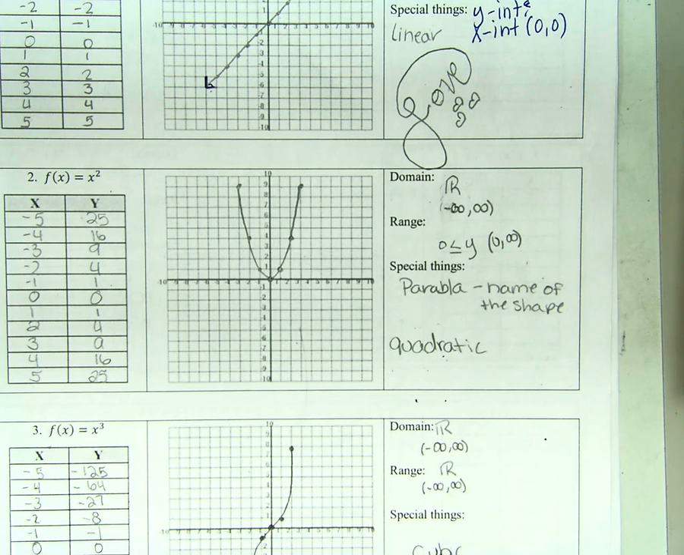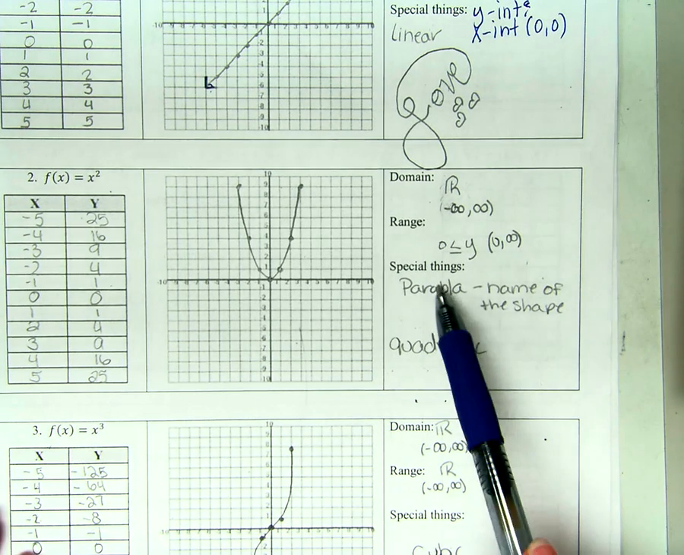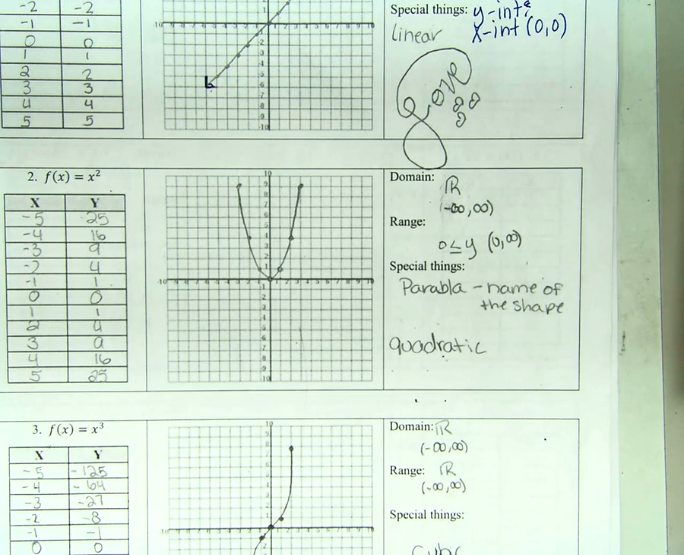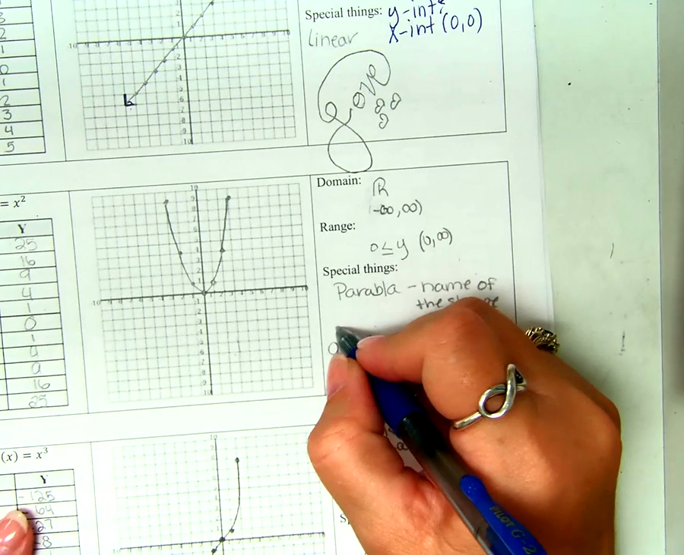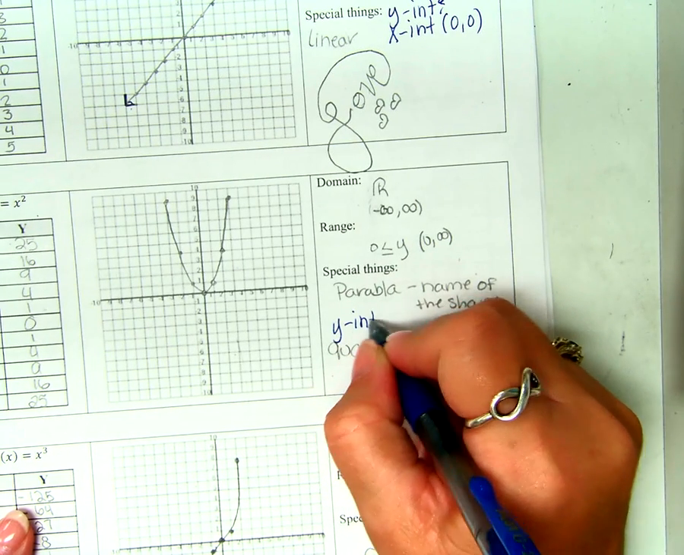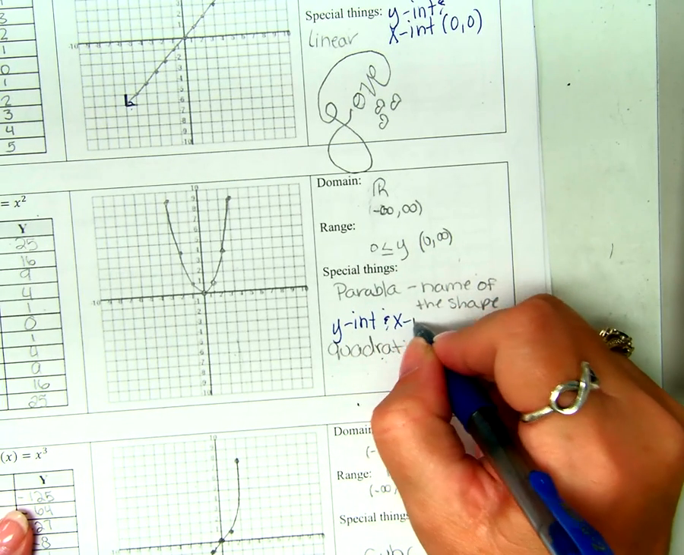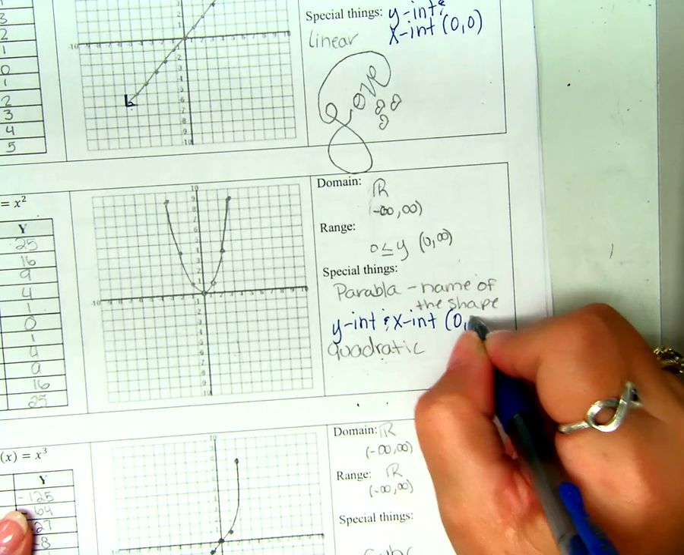Quadratic. It's a quadratic function. It makes a parabola. That's the shape that it makes. Does it have a y-intercept? Does it have an x-intercept? Yes. Are they the same? Yes. Where are they? 0, 0. So the y-intercept and the x-intercept are at 0, 0.